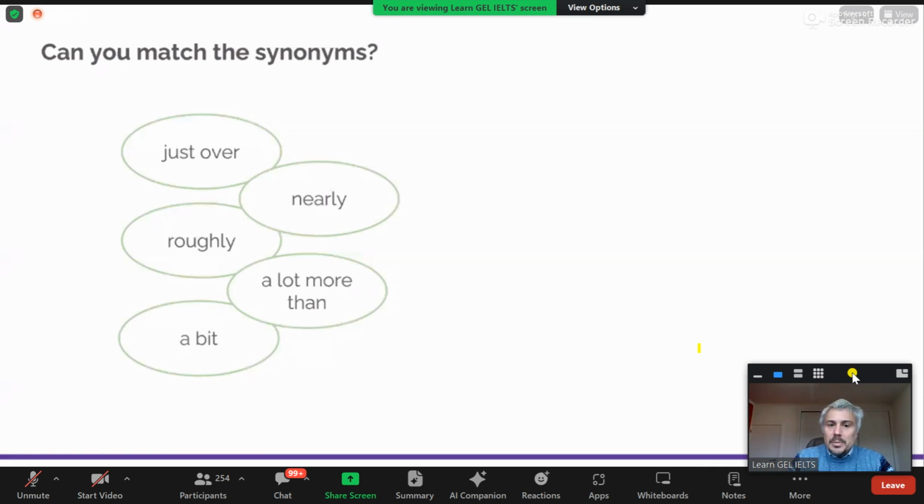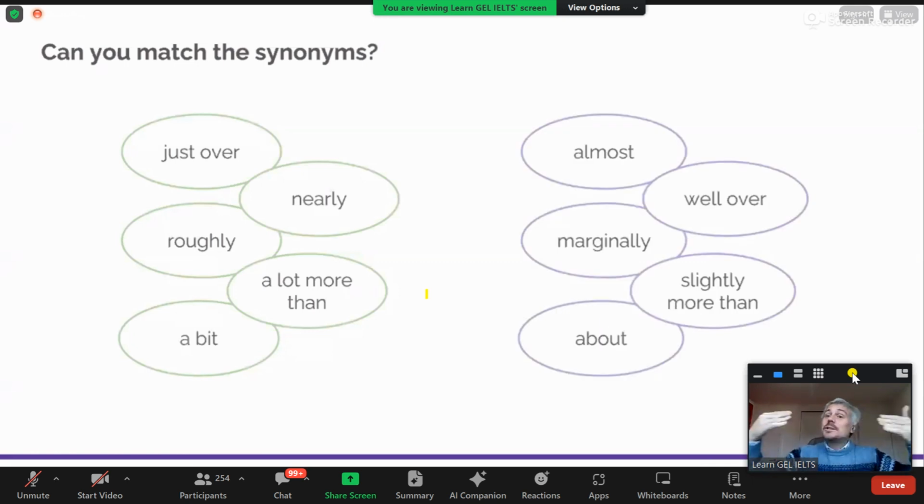Look at the purple vocabulary and match the synonyms, please. For example, just over is the same as slightly more than. Match the other vocabulary and type in the chat box.